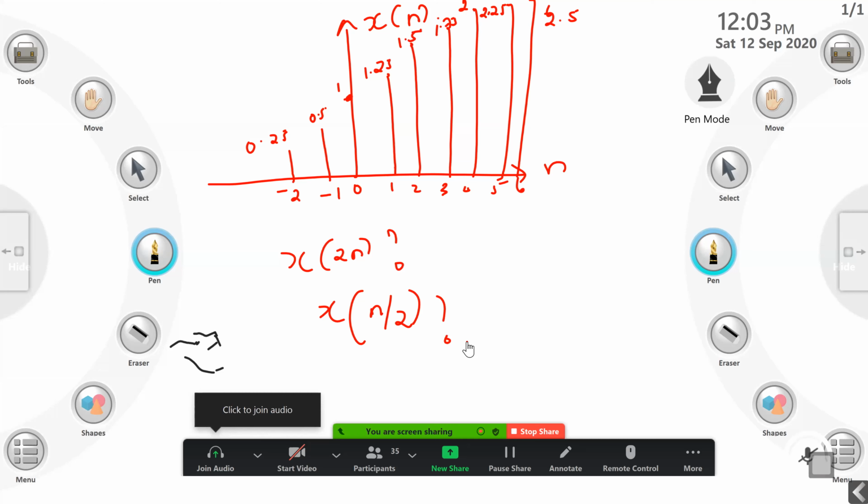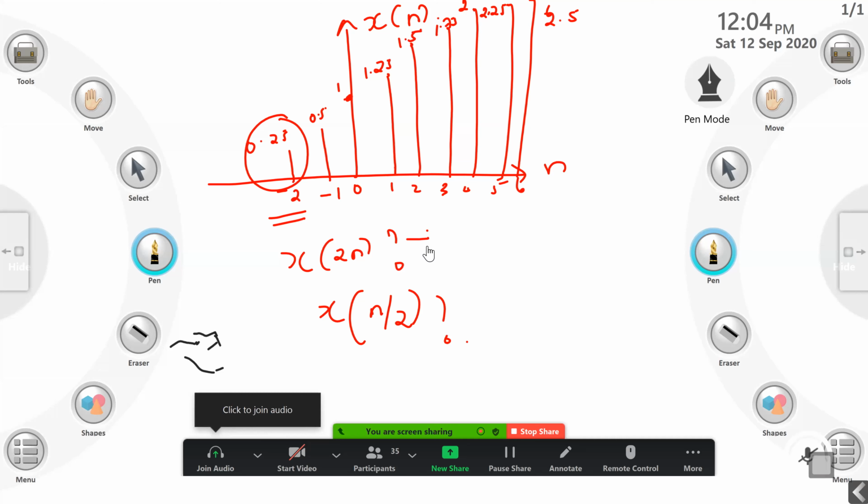So while drawing x of 2n, we are going to compress it 2 times so that the signal will start from -1 and end with 3. So I need from you the answer. What will be the amplitude of the signal at n equal to -1? 0.25. Yes. So this signal should now appear at -1 instead of appearing at -2 because you are compressing the signal.